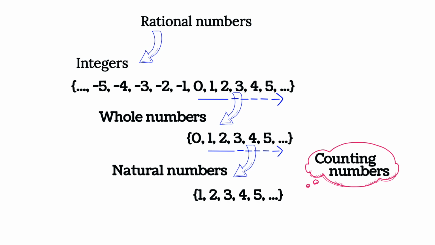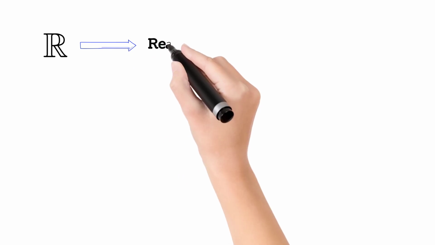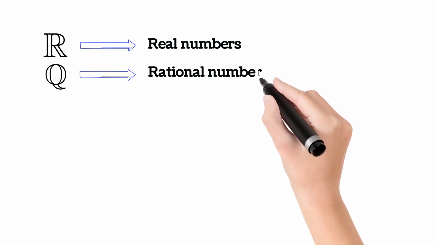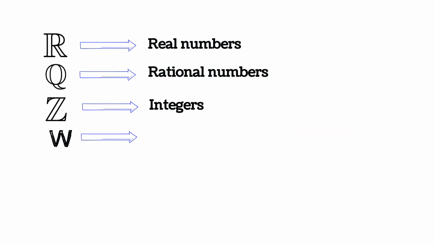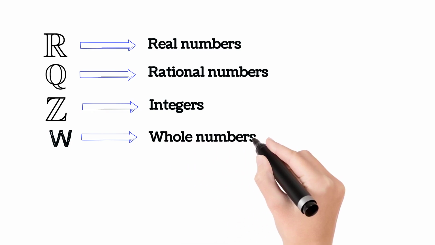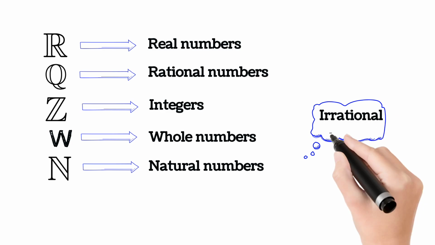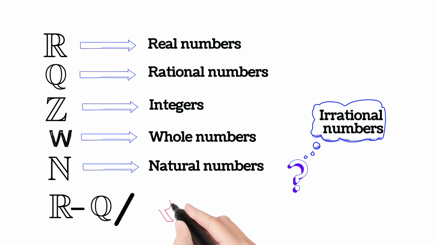Each of these sets has a special symbol we use in math. R represents the set of real numbers. Q represents rational numbers. Z represents integers. W represents whole numbers. N represents natural numbers. And what about irrational numbers? Since they're everything in R except Q, we write them as R minus Q, or R\Q.